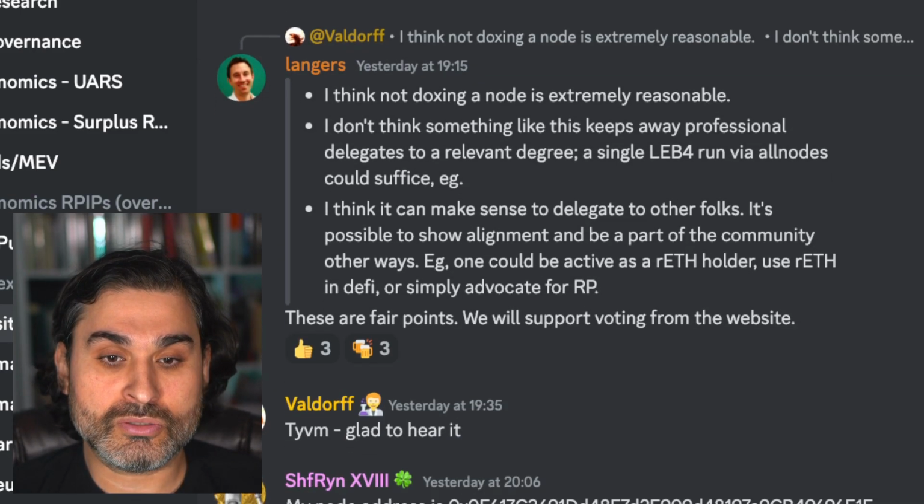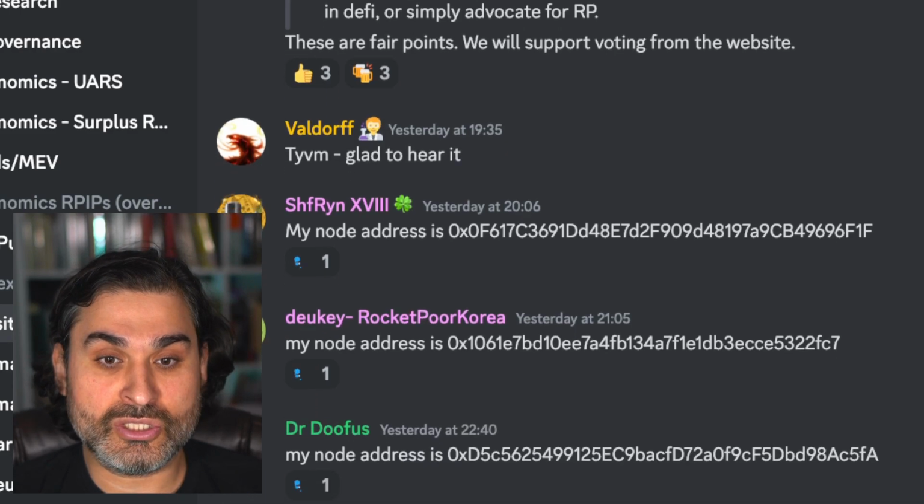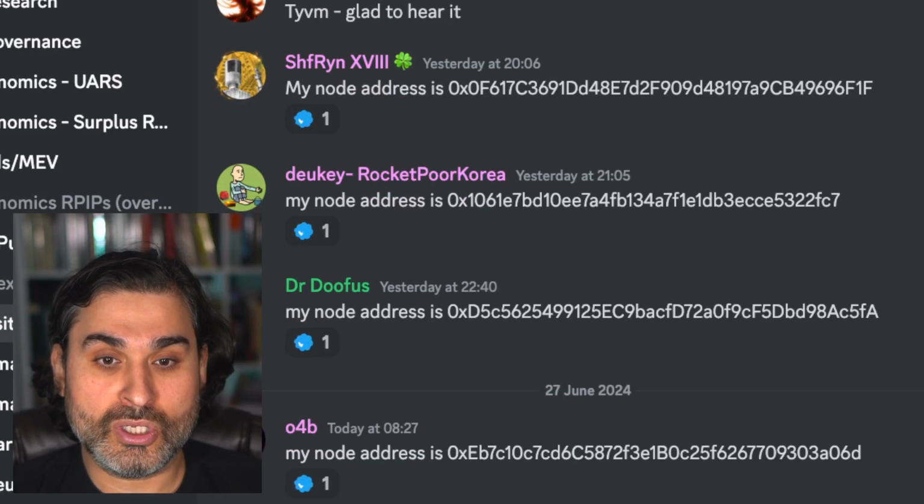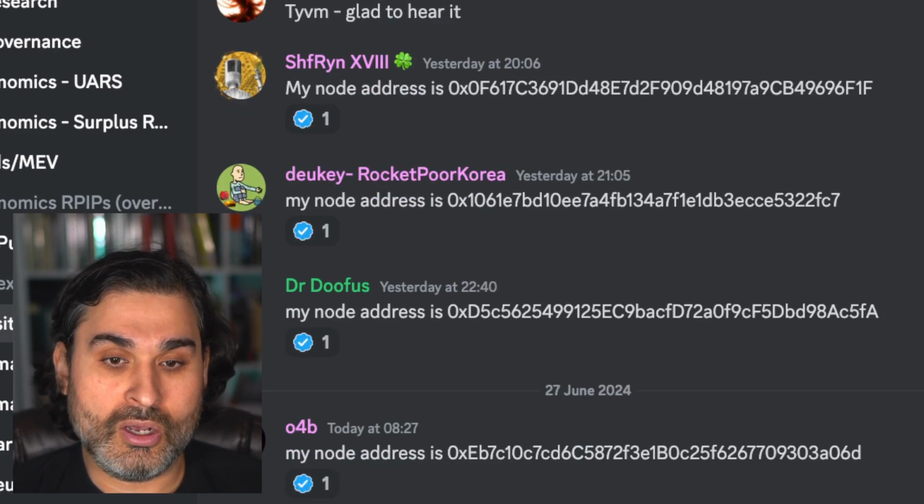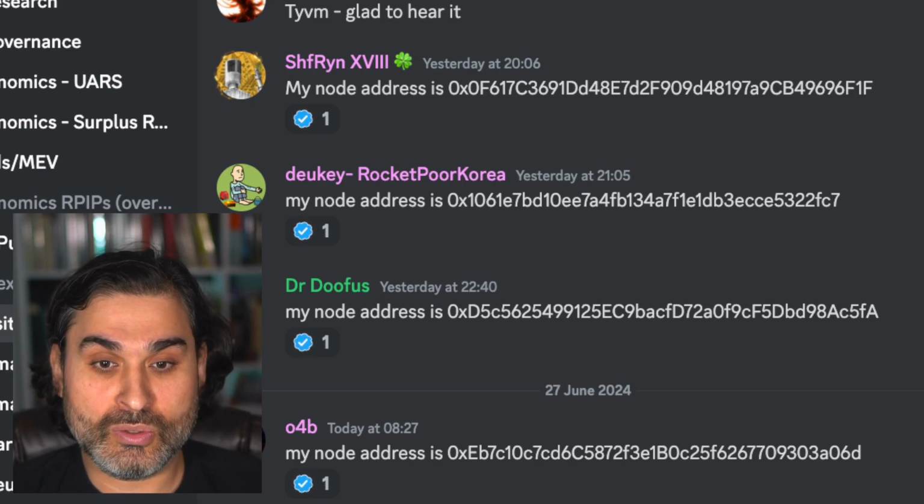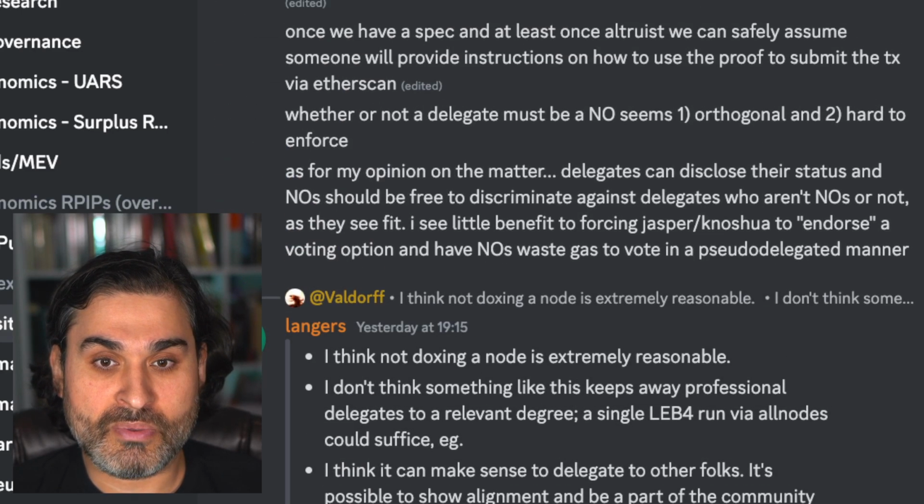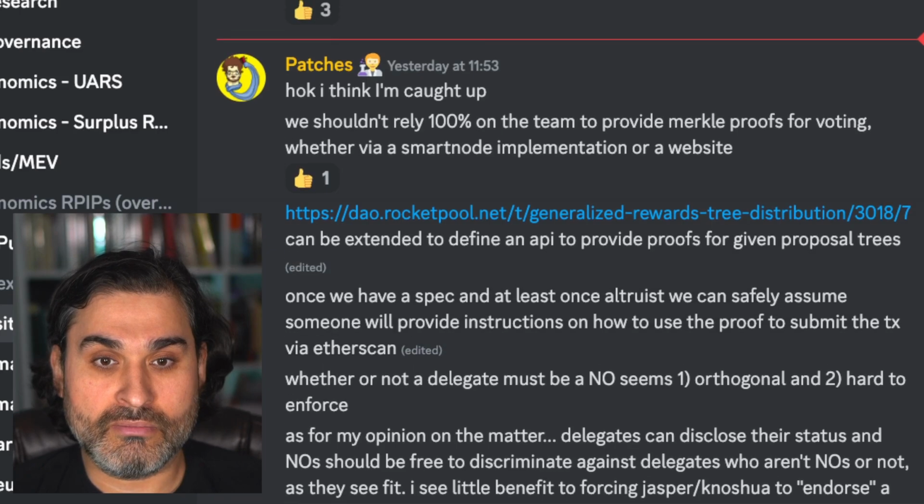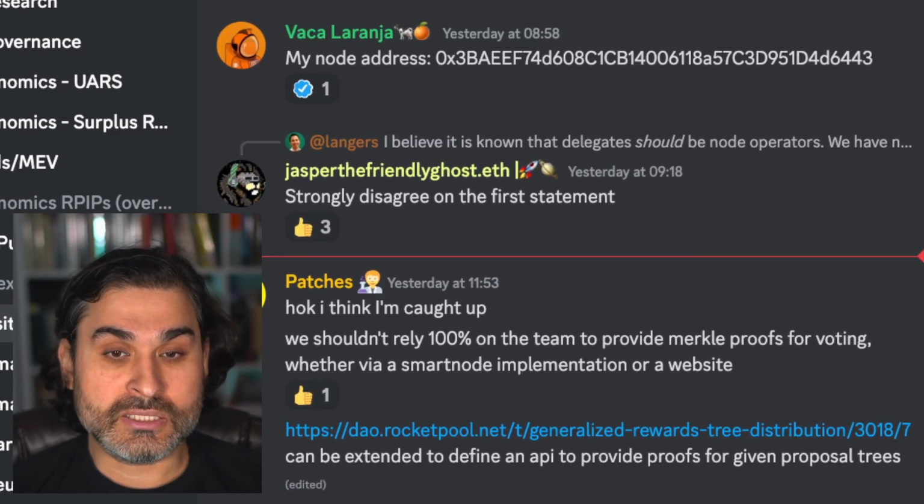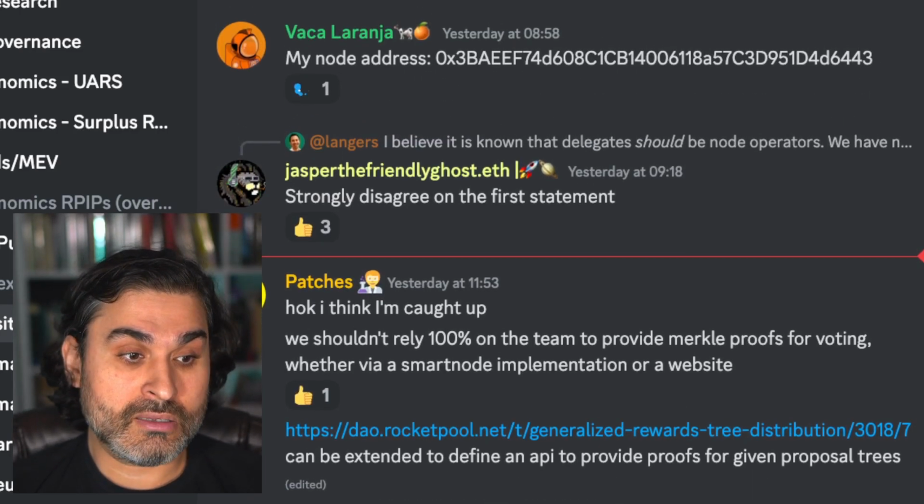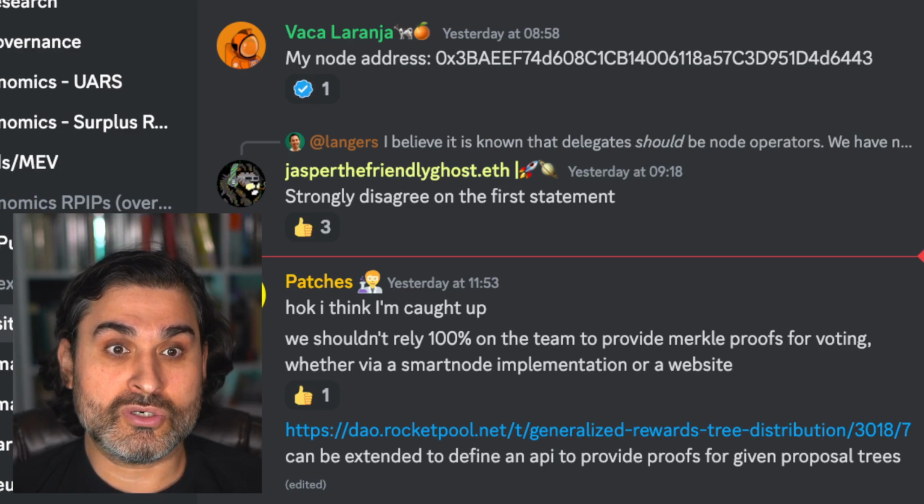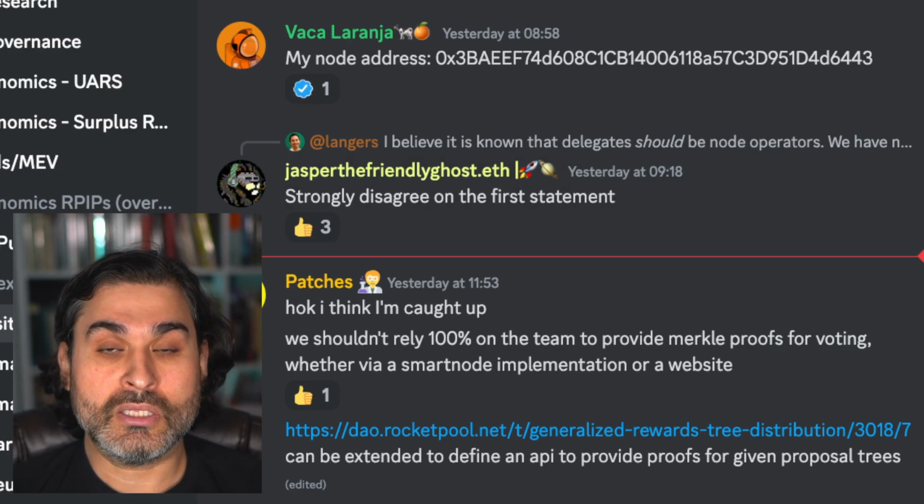So they're doing some really cool stuff here. Schifrin updated his node, Dookie updated his node, Doofus updated his node, O4B updated their node as well. So there's a whole lot of people that have kind of stepped up to that, and I think some of them will be getting a nice amount of votes delegated to them, and of course I'm one of those delegates as well, and you're welcome to delegate to me.